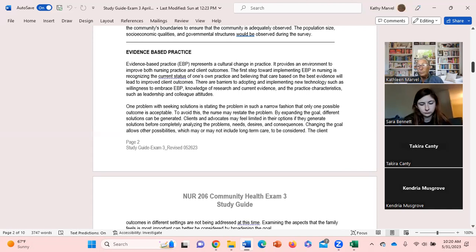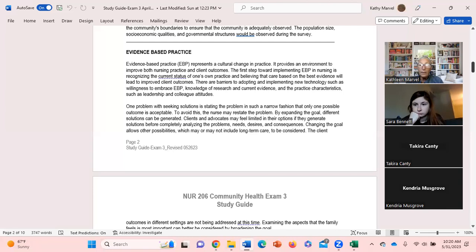Is it something that's been proven already through evidence, and it's already been, we'll say, tried? It's already proven to be effective and work. Correct. Excellent. Thank you. It represents a cultural change in practice. Right. We're always looking for best practices.